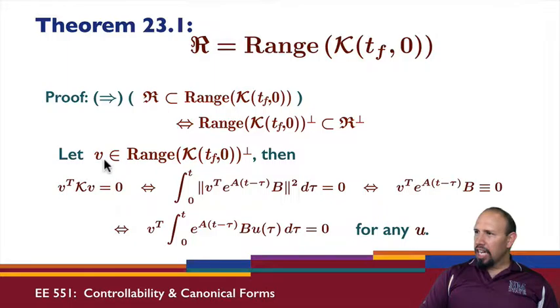All right, so let V equal the range of the controllability Gramian perp. So it's perpendicular to the range of the controllability Gramian.